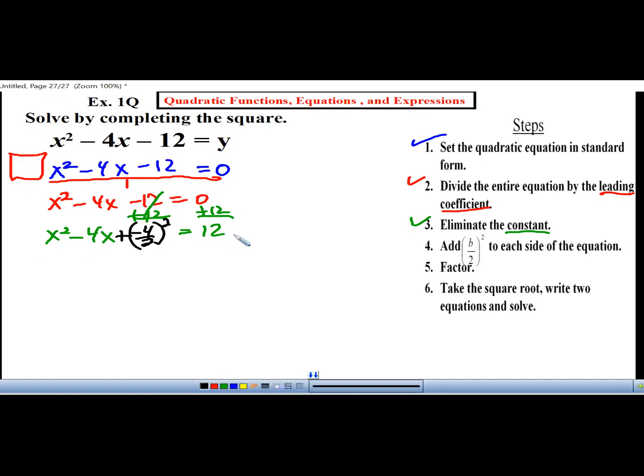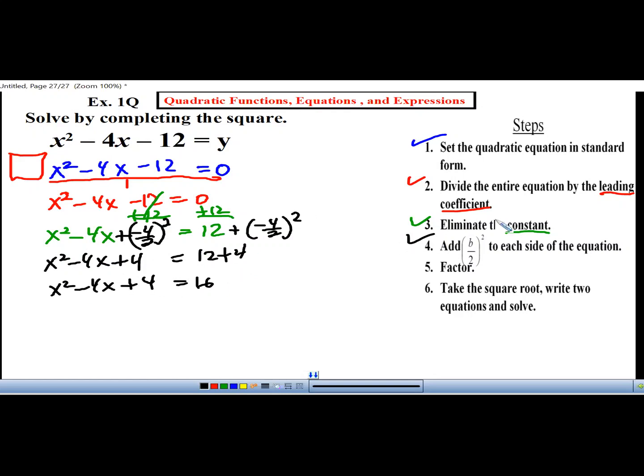Since we do that to this side, we need to do it to the other side. Negative 4 over 2 squared. Let me simplify this. x squared minus 4x plus 4 equals 12 plus 4. I can still simplify the right side. That's 16 equals, on the left side, x squared minus 4x plus 4. And we just completed the square, and step 4 is done.